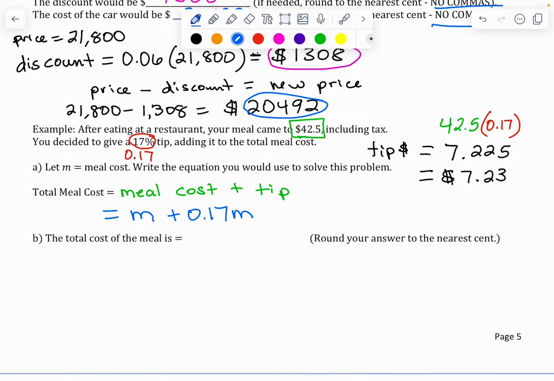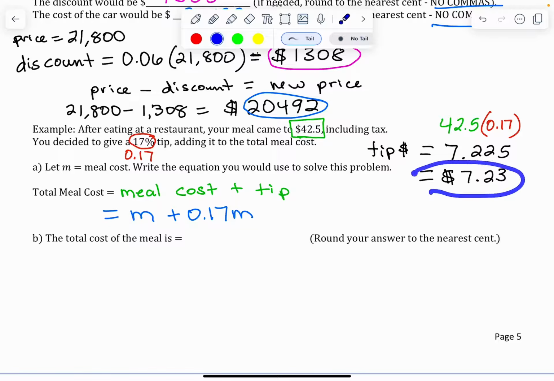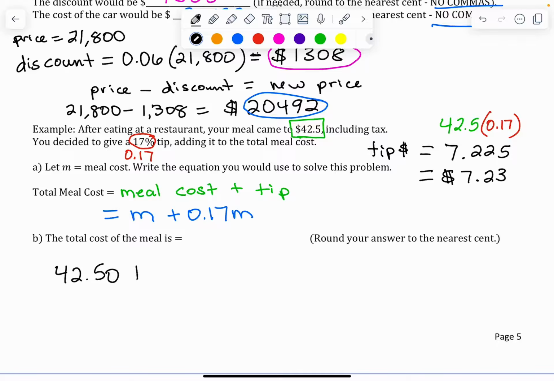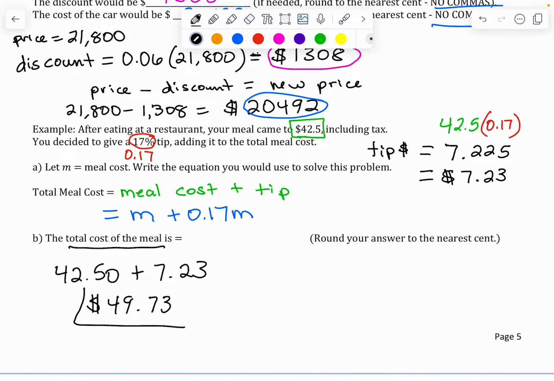Then it asks you to find the total cost of the meal, which we already found the tip amount, and we have the meal cost. So now we can add those two together. So we have $42.50 plus the tip, which was $7.23. And we get 49.73. So the total meal cost, or the total cost of the meal, is $49.73.